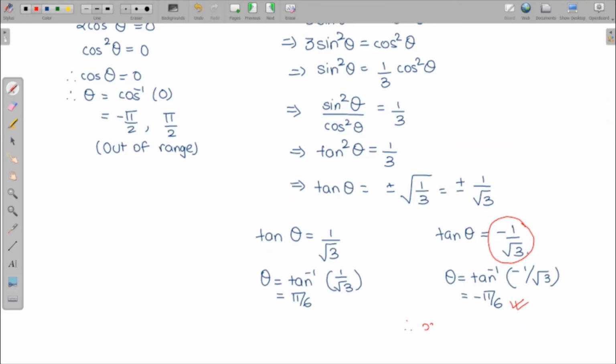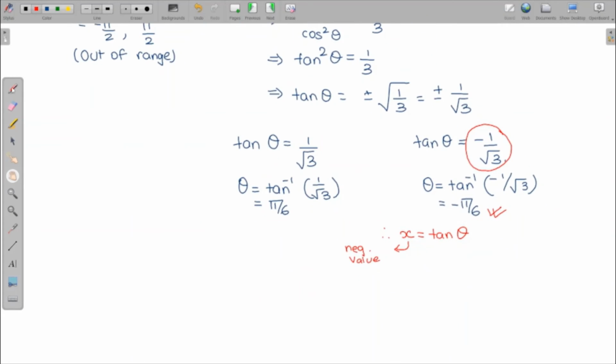So since x is equal to tan theta and this x must be a negative value, we have to take theta as minus pi by 6 and x will be equal to minus 1 by root 3. So x is equal to minus 1 by root 3.